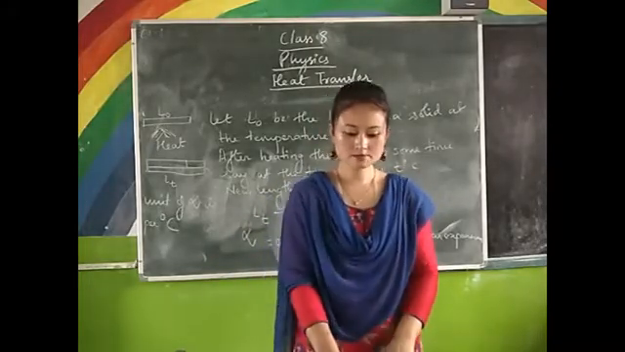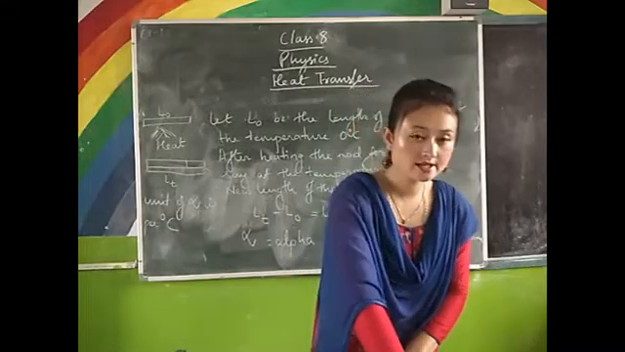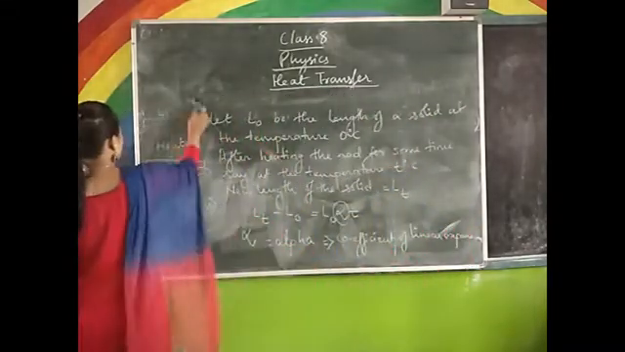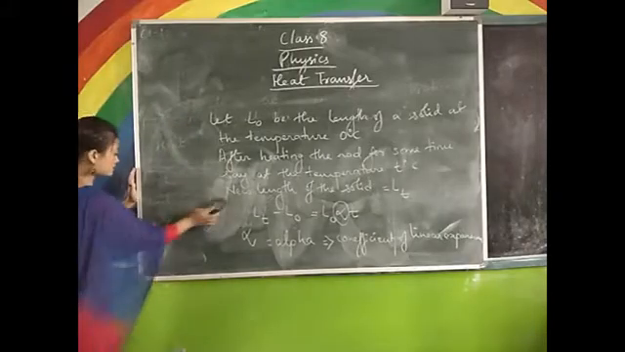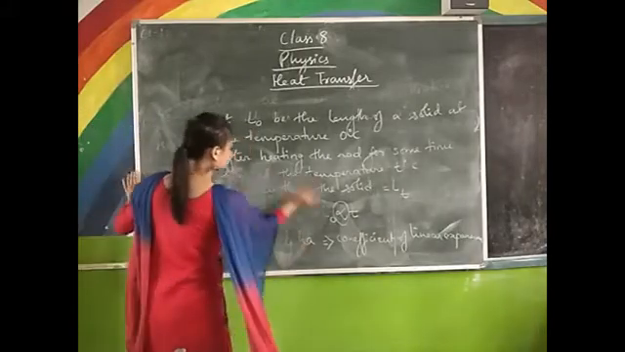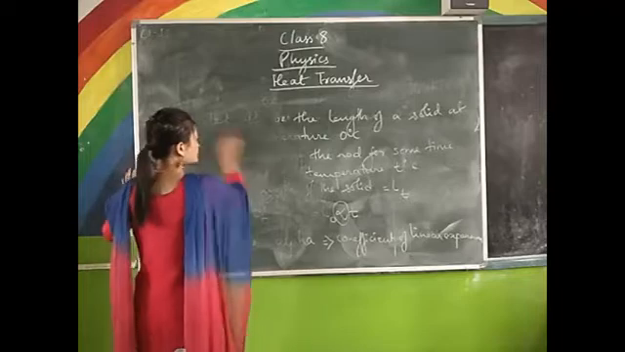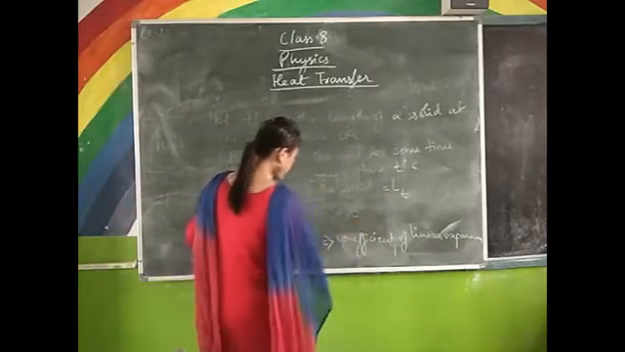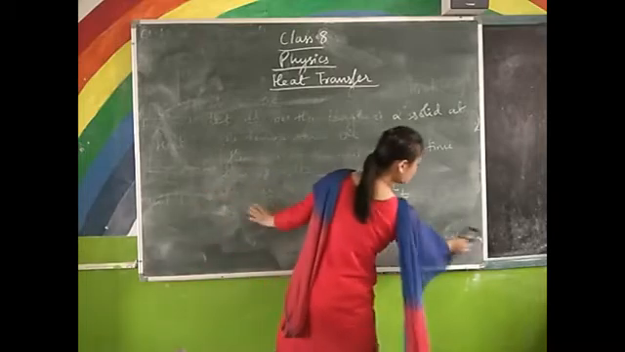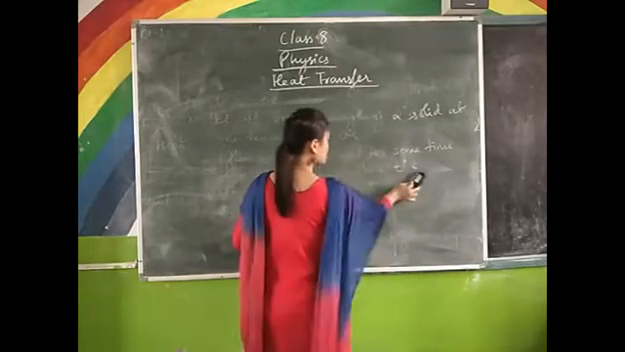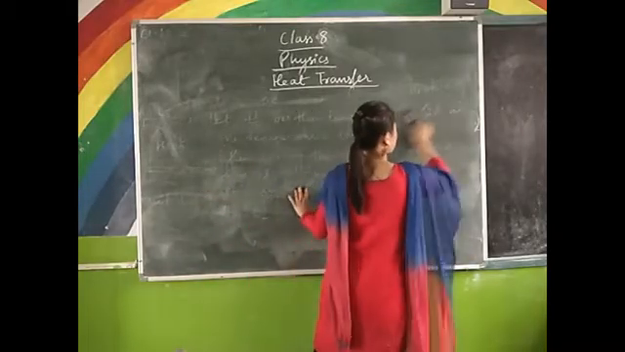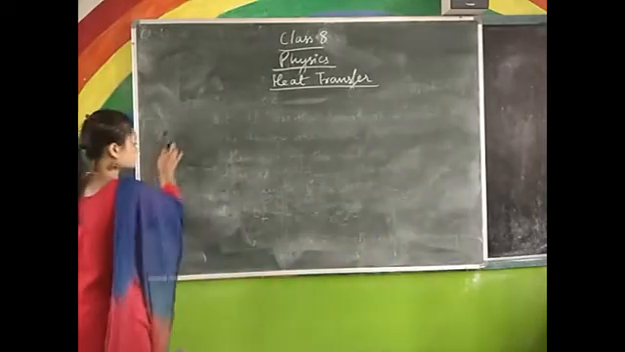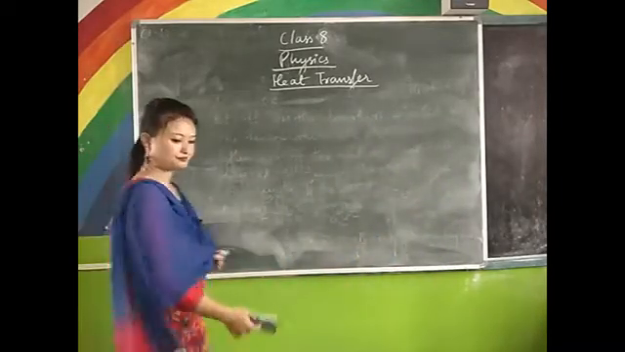Okay. The next one that we're going to discuss is superficial expansion in solids. So I hope you understood what linear expansion is. Linear expansion means the increase in length. When a solid is heated, and if the solid increases in length, then we call it linear expansion. And the coefficient of linear expansion is represented by the symbol alpha.